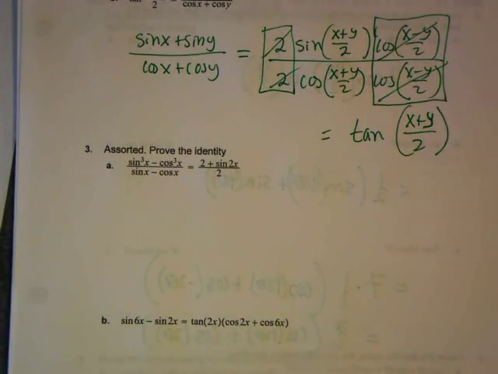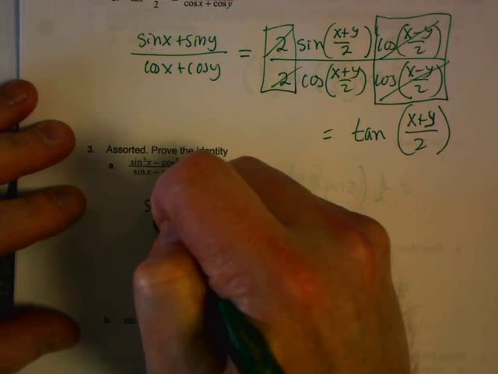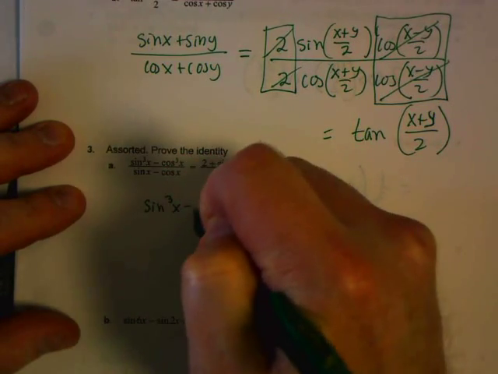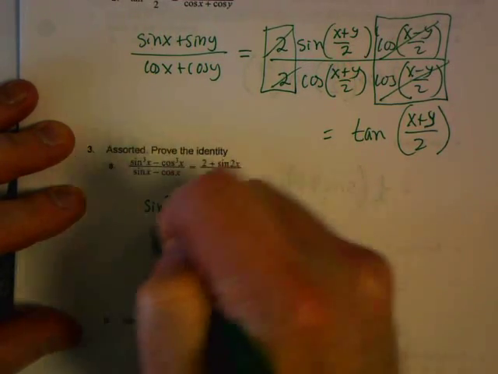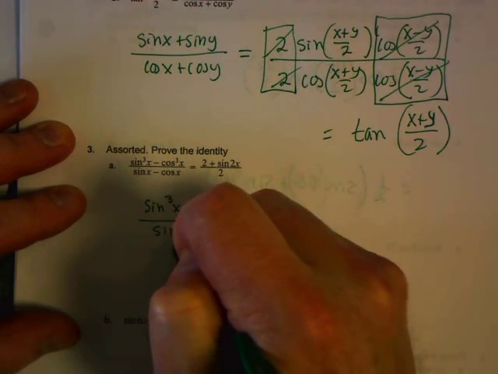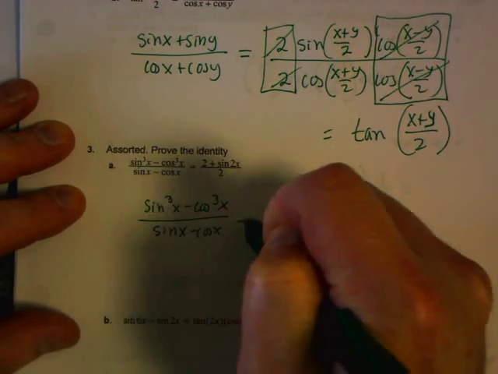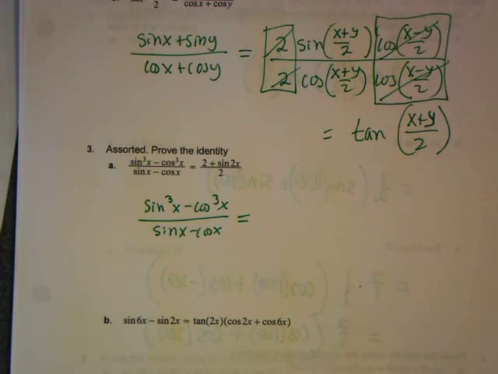All right, 2a. Which side looks more complicated? Left. All right. So sine cubed x minus cosine cubed x divided by sine x minus cosine x. Any good ideas?